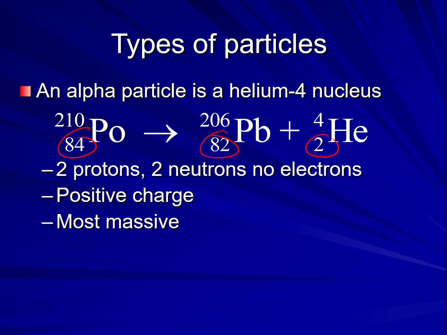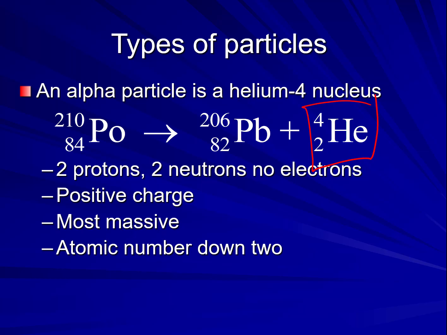Okay? But every time I make one of these, the same thing is going to happen to the mass number. And the same thing is going to happen to the atomic number. Every time I make one of those, that atomic number has to go down by 2. Right? And the mass number's got to go down by 4.